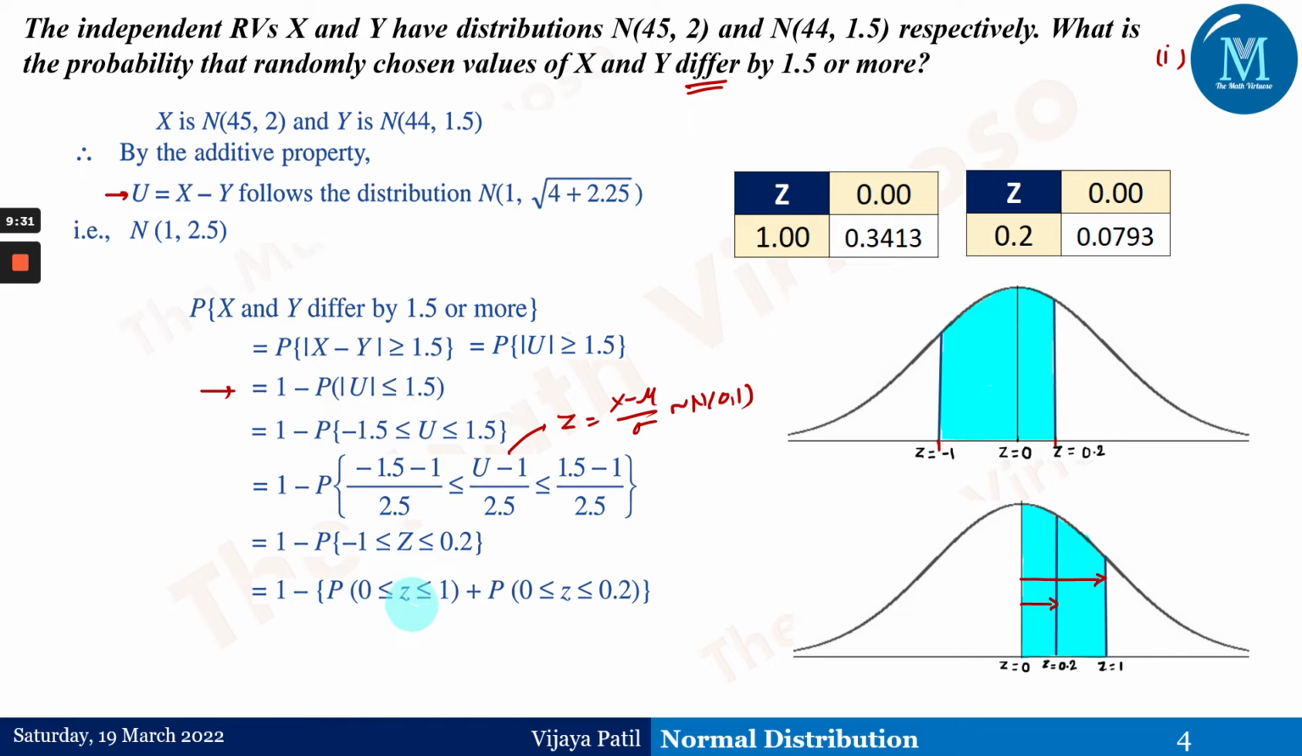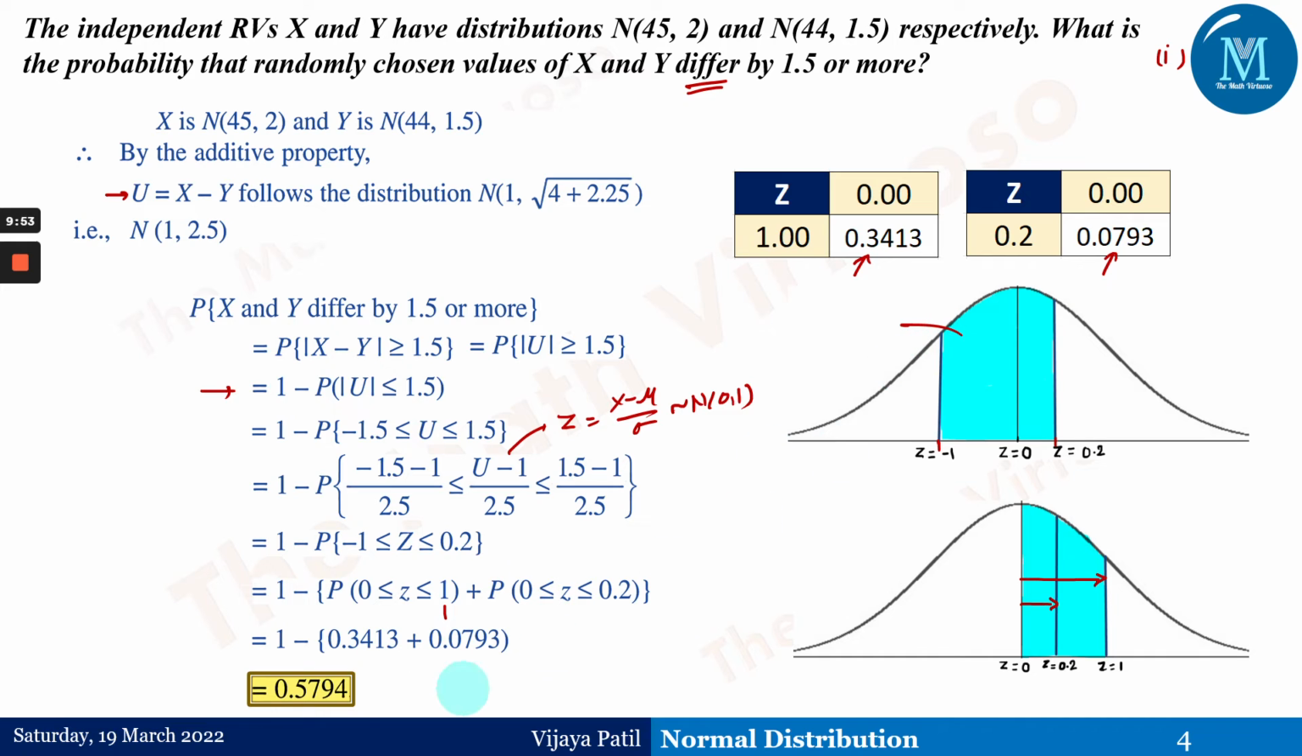Now again, the value of z at 1 is given to us, 0.3413. This is the value at 1, and at 0.2 we have got the value as 0.0793. If we add them up, we are going to get the value of this particular shaded area as 0.5794.